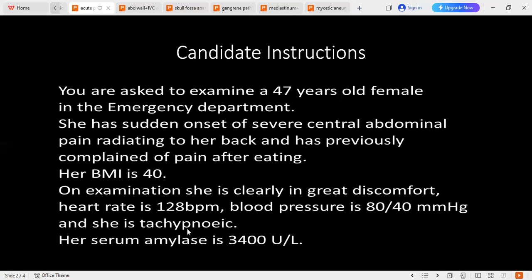This patient needs resuscitation with IV fluid, and nil per oral. Okay, please tell me, how would you manage the pain of this patient? According to the WHO pain ladder, starting with paracetamol, then non-steroidal, then a weak opioid, then a strong opioid.